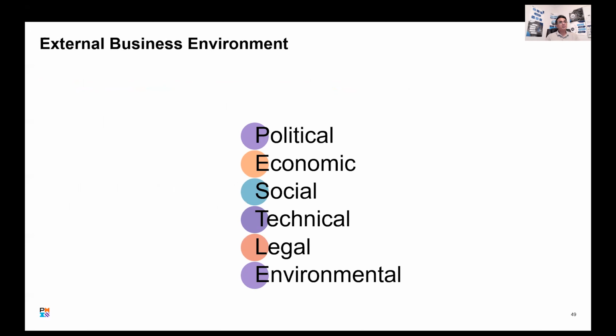Then the projects are also impacted by the external business environment, and the external business environment factors are called PESTLE, P-E-S-T-L-E. That's the easiest way to remember: Political, Economic, Social, Technical, Legal, Environmental. Okay.